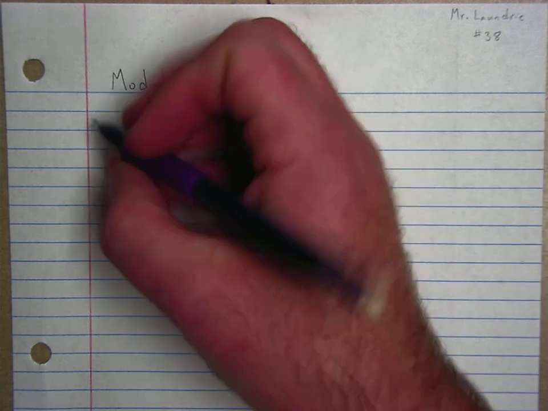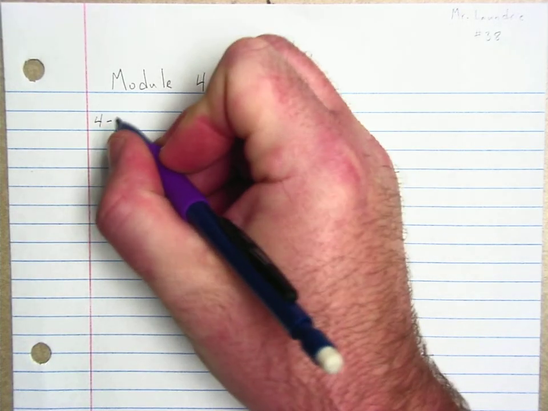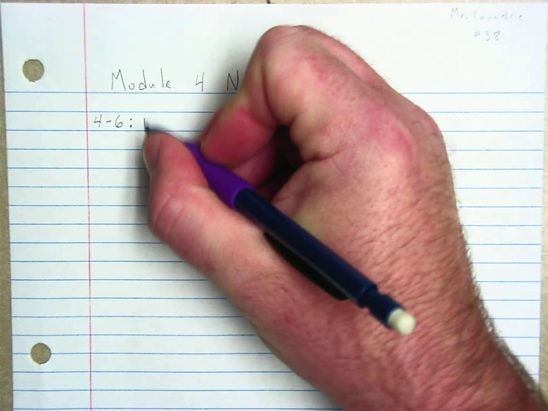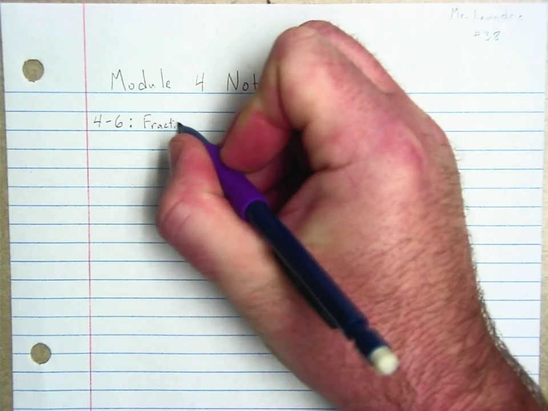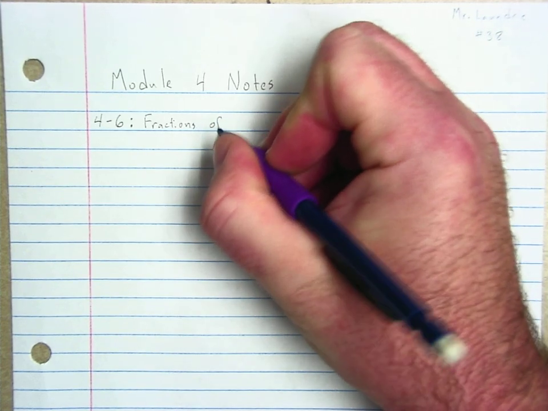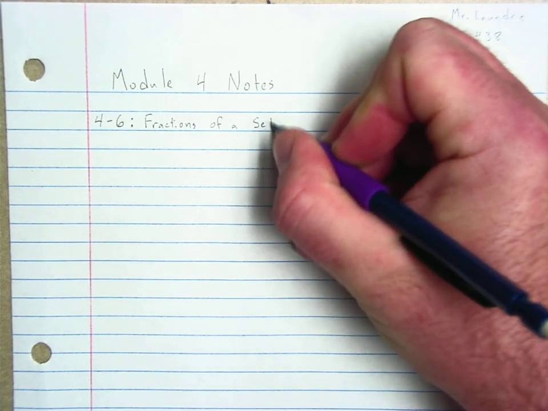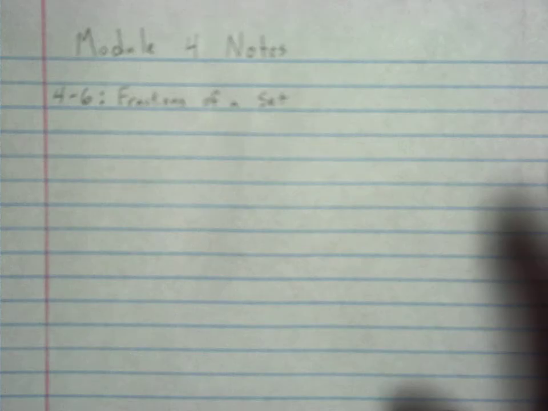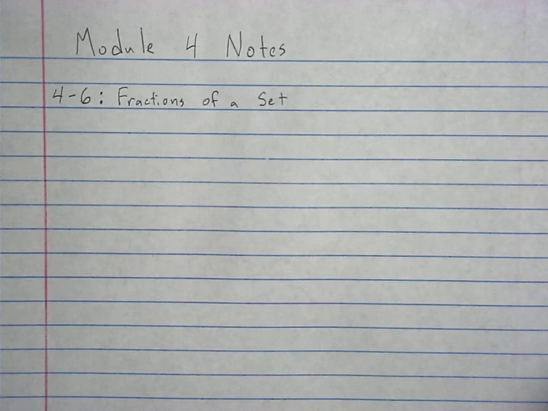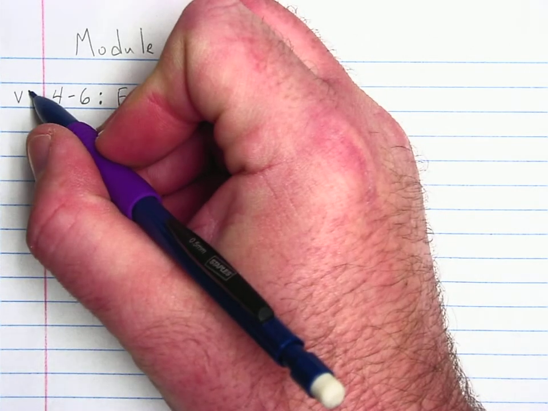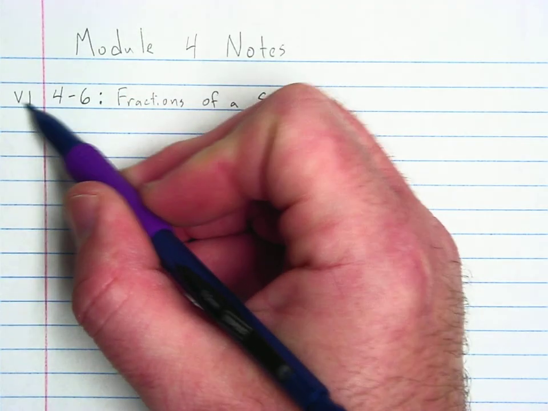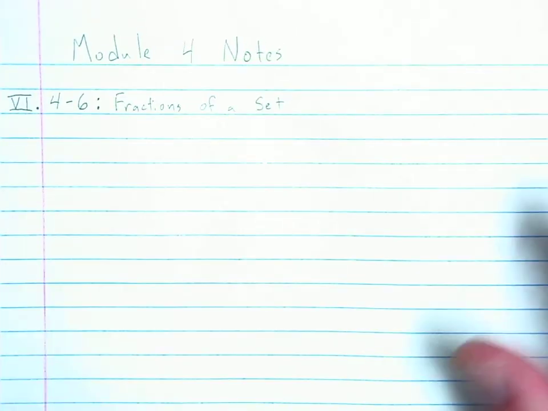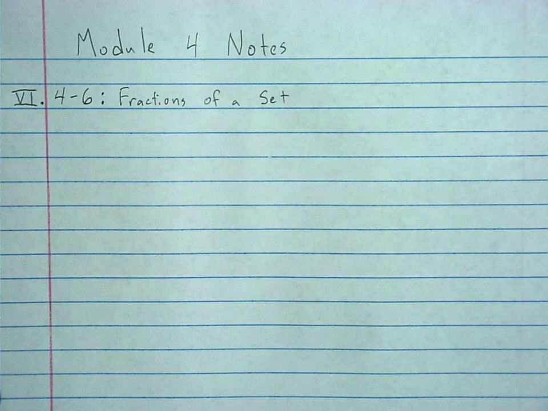Today we're going to be looking at Lesson 4-6. We're going to talk about fractions of a set. We'll go back through and talk a little bit about vocabulary, but this isn't terribly new. We're going to have a different way of modeling it on our paper perhaps, but it should be fairly familiar. This will be 5 plus 1, so our Roman numeral will be 6. Fractions of a set.